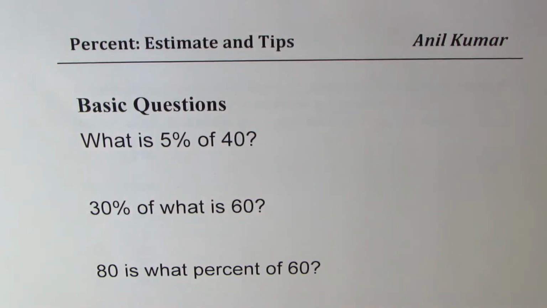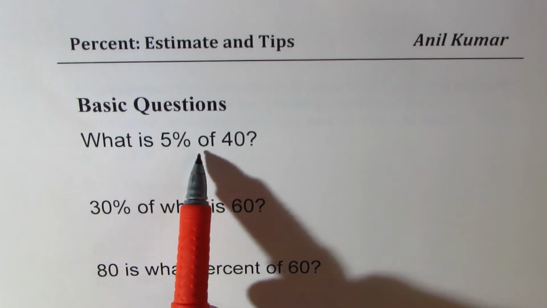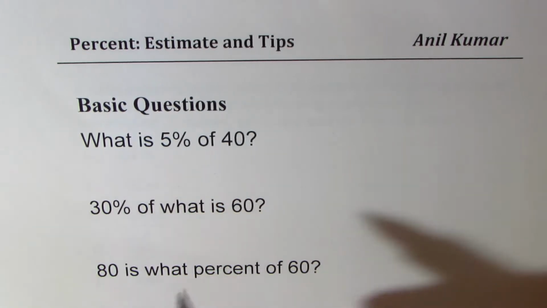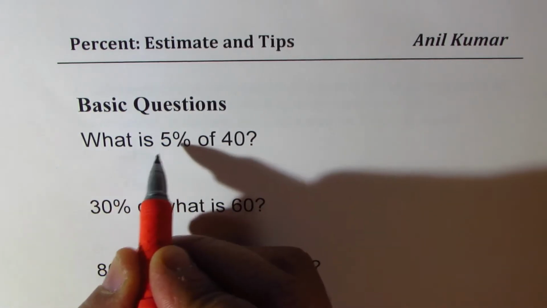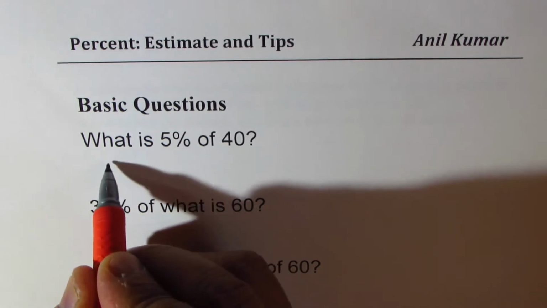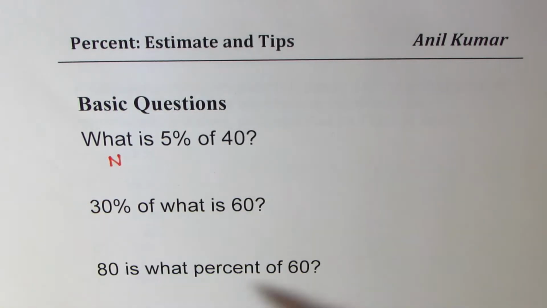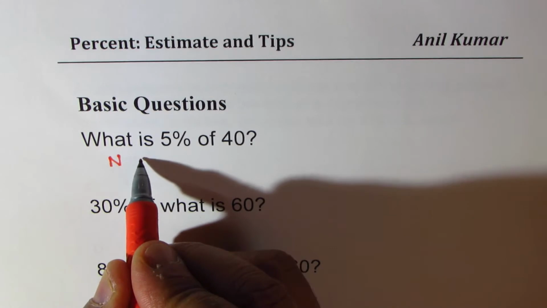Now let's begin with the three basic questions. The first one is, what is 5% of 40? So here is our mathematical language. We'll translate. "What" means a number, right? So we'll write that as n. "Is" means equal to.